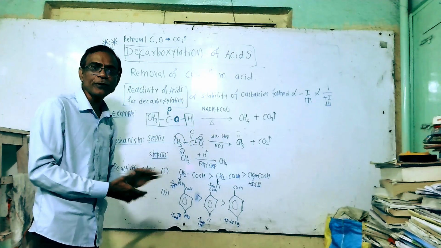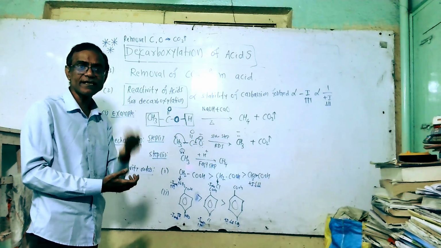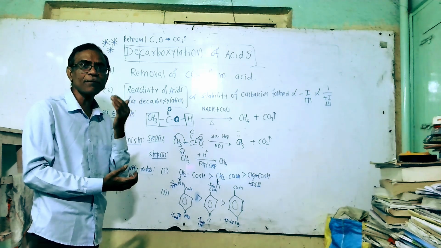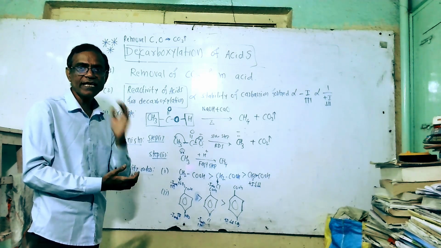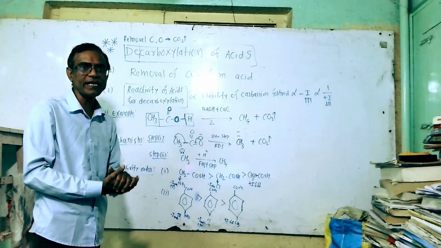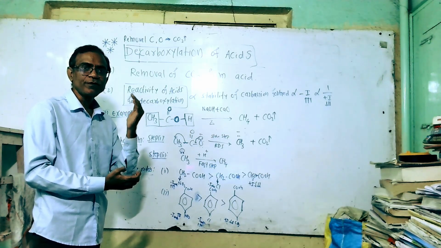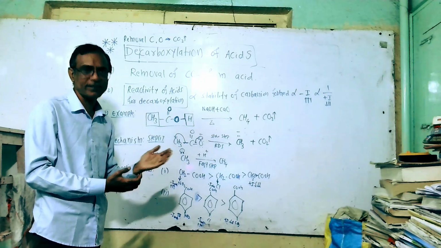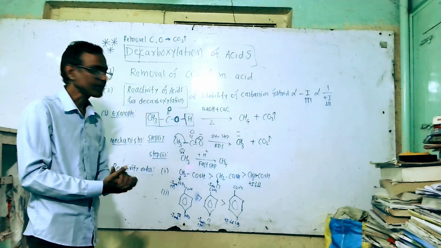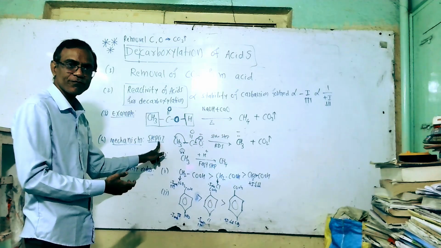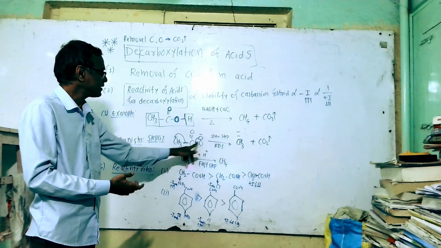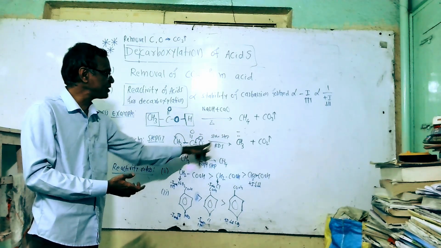So how does CO2 get removed? We are discussing on the basis of mechanism. Mechanism is the detailed explanation of the reaction. It tells the reaction depends on which factor. First step, that is a step which is said to be the slow step.